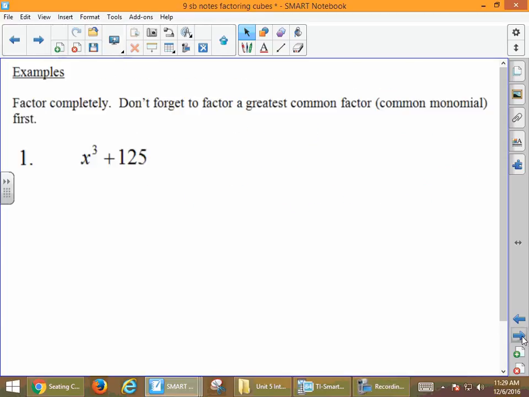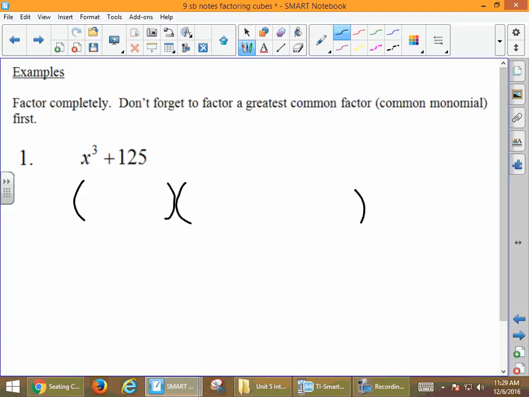So now let's use this method on our 4 examples. When we start here, x cubed, the fact that that exponent is a 3 indicates to us that we should be looking for a cube. We're going to turn this into a binomial and a trinomial. And what's the cube root of x cubed? Well, x times x times x is just x.